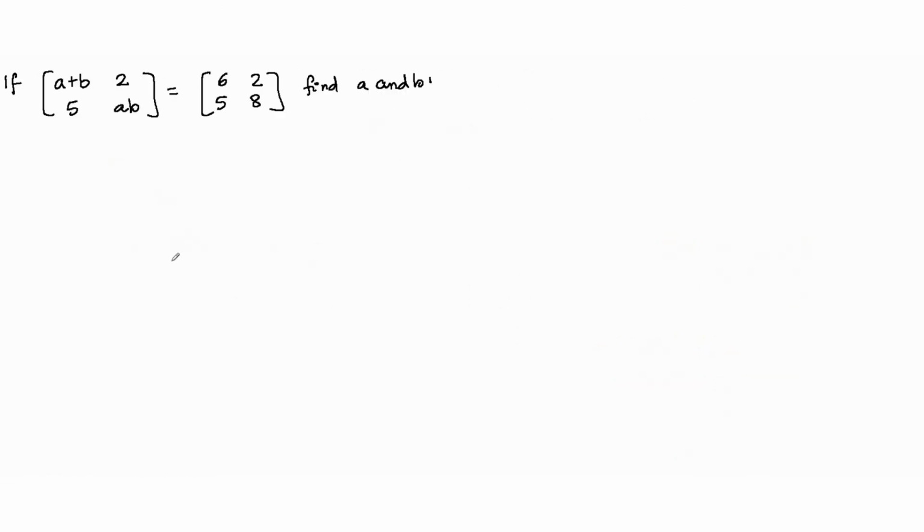So let's consider this question. In this question, two matrices are equal. That's given to us. We have to find the values of A and B. So because the two matrices are equal, I can say that their corresponding elements are equal, which means A plus B should be equal to 6 and AB should be equal to 8, right? And the reason for this is corresponding elements of equal matrices.